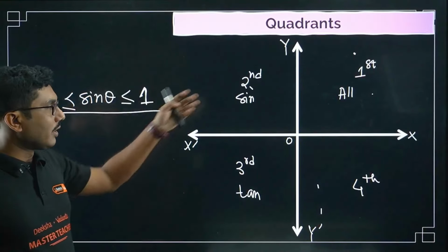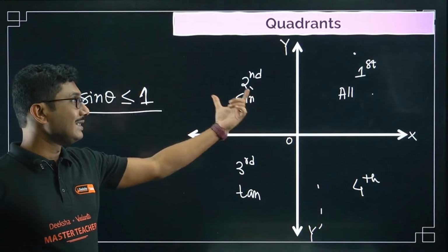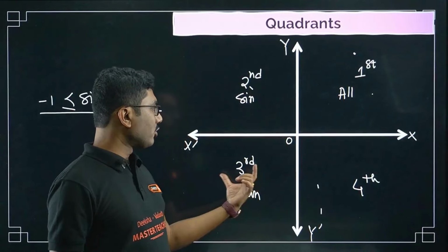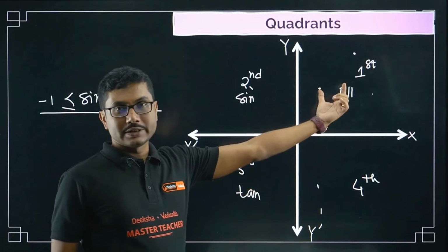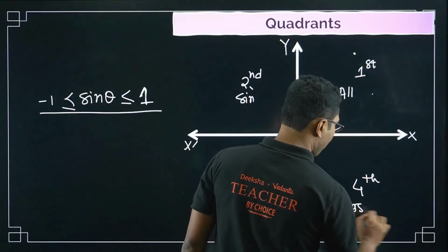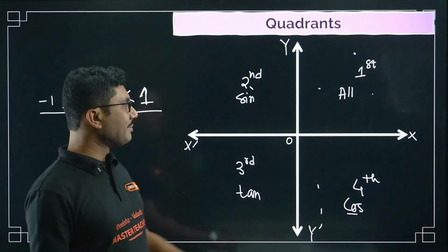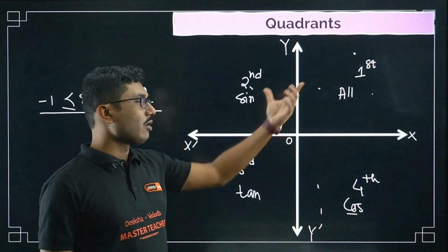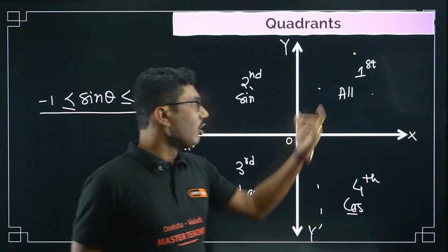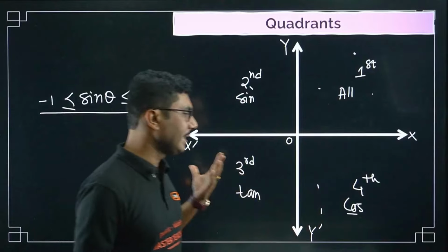Okay, so if you are trying to calculate the value, sine will be positive in this quadrant and in this quadrant. Tan will be positive in this quadrant and in this quadrant, and lastly cos will be positive in fourth quadrant and first quadrant. So how do we remember it? I used to remember it as all sine tan cos. Okay, all sine tan cos, all sine tan cos. That's how we used to remember it.